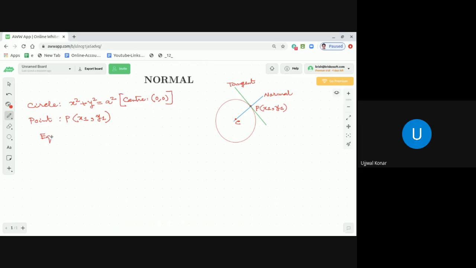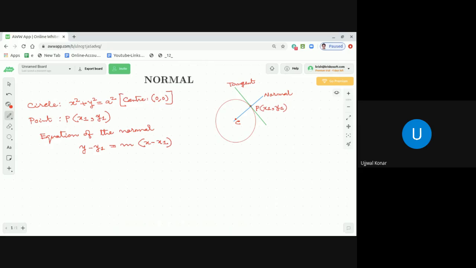How do we find the equation of the normal, dear students? The equation of the normal is something like this: it passes through the point x1, y1, so y minus y1 is equal to m into x minus x1. Here m is the slope of the normal.